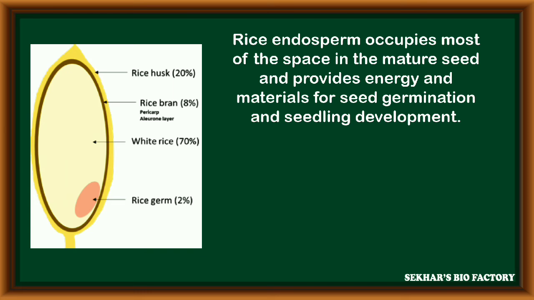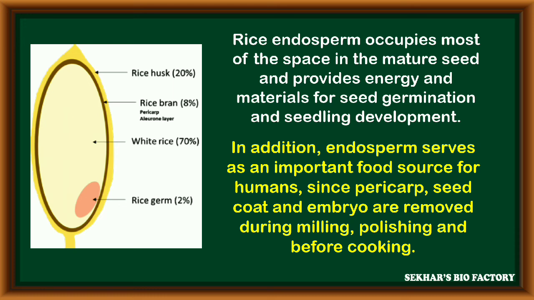Rice seeds. In the structure of a rice seed, the endosperm occupies most of the portion, nearly 70% of the seed, and it provides energy and materials for the germinating seed at the time of seed germination. In addition, endosperm serves as an important food source for human beings, since the pericarp, seed coat and embryo are removed during milling and polishing before cooking.